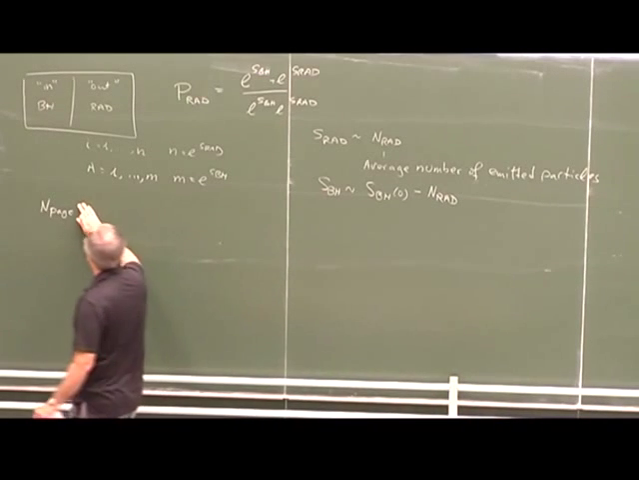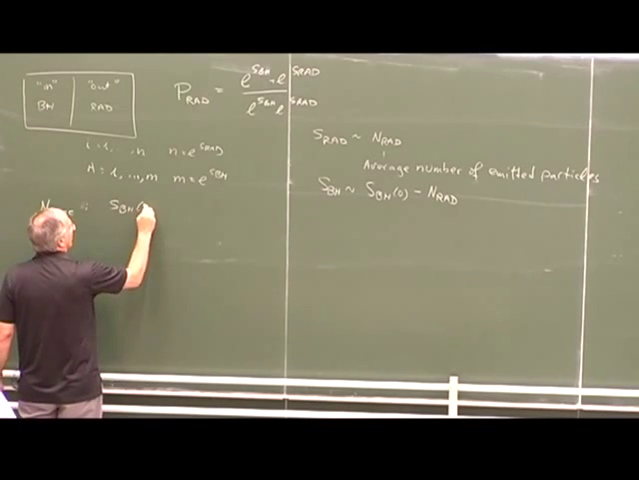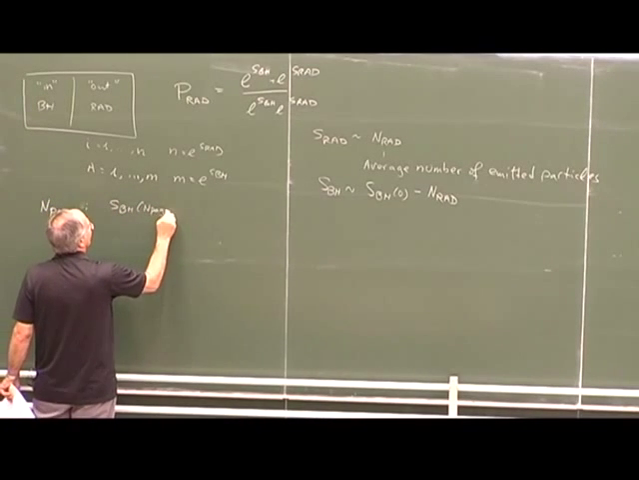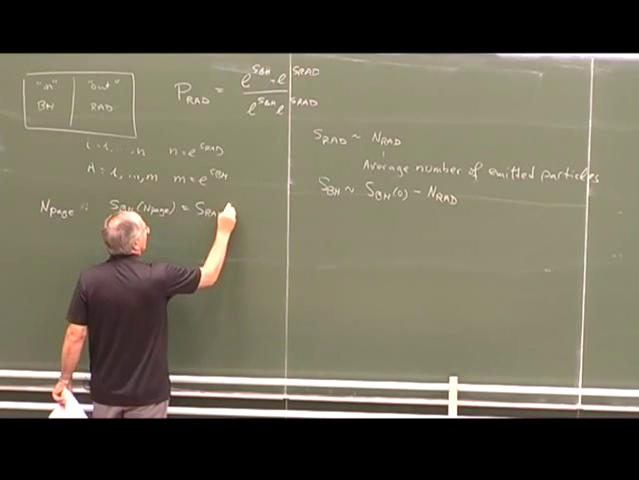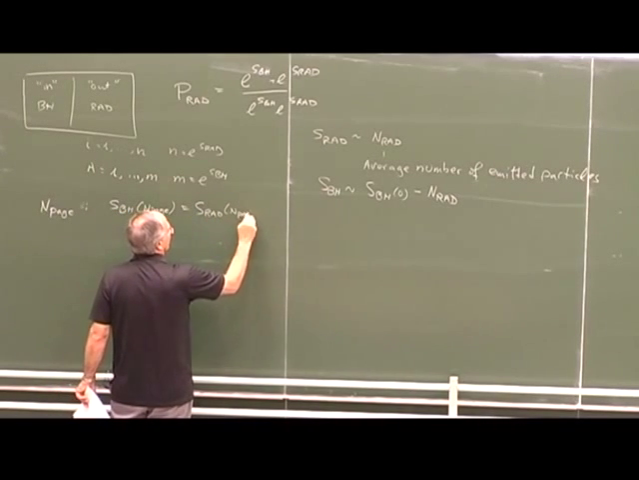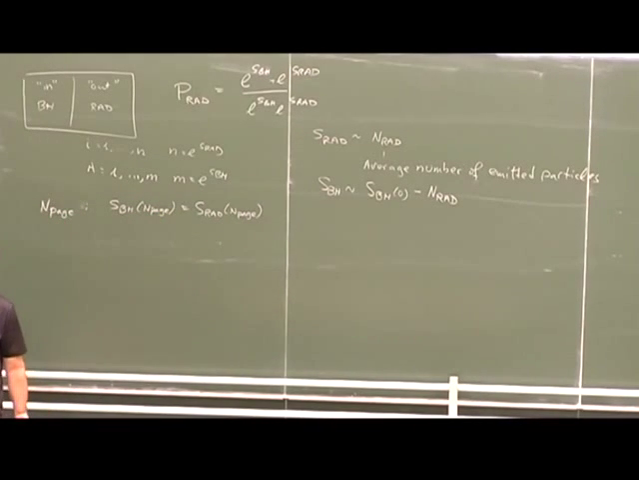So n_page is such that S_BH of n_page is equal to S_rad of n_page. So in terms of numbers, it's the midpoint of evaporation when the two systems are of the same size. This is the definition of the Page time.